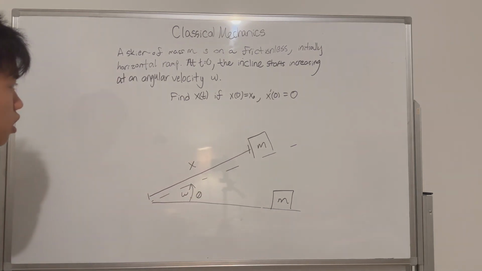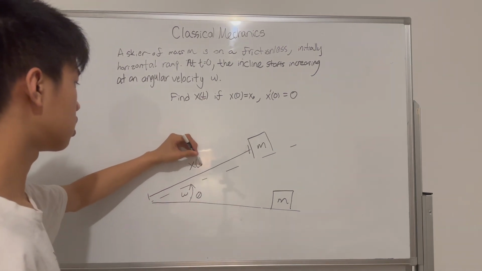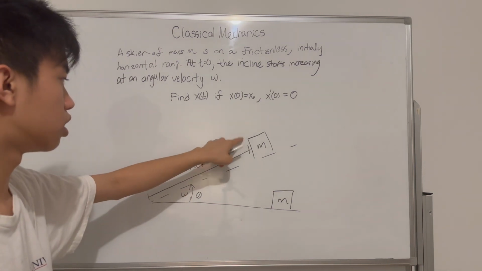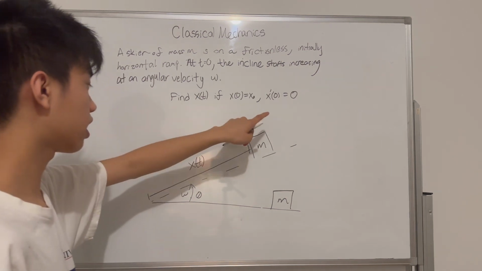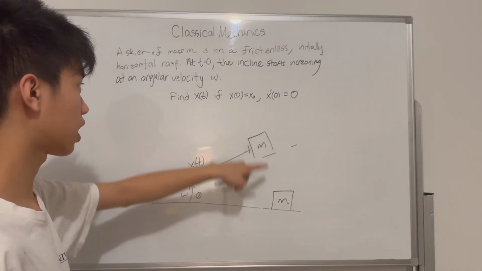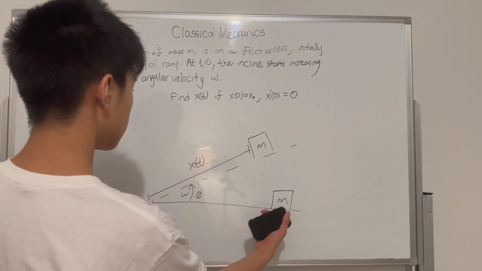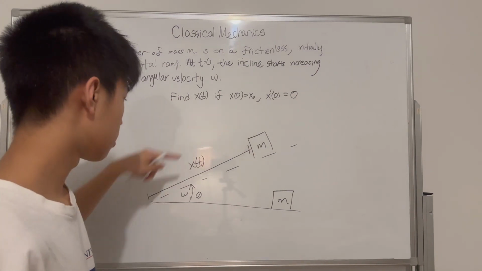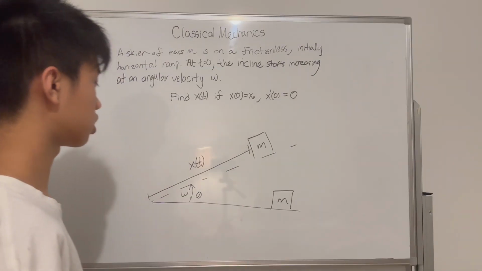So the question is, what is x of t, where x of t is the distance between the bottom of the ramp here and the position of m. So the hypotenuse, given the initial conditions that x of 0 is x naught, the distance between m and the bottom of the ramp at t equals 0, and it's not moving initially.